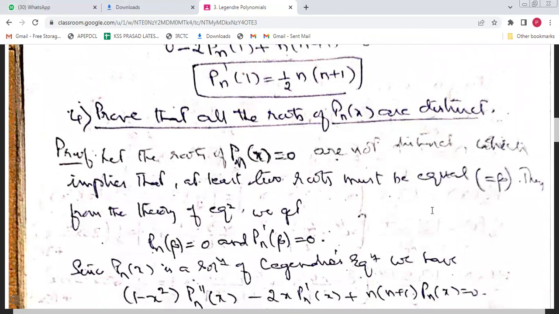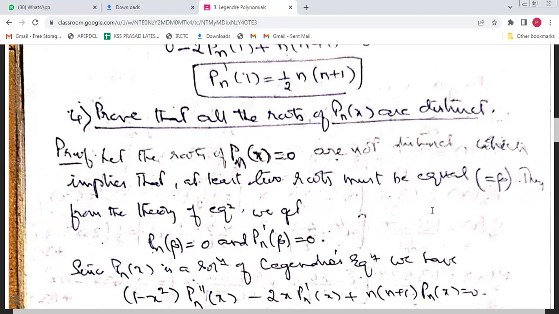Now prove that all the roots of Pn of x are distinct. Let us assume that the roots of Pn of x equal to 0 are not distinct. That implies that at least two roots must be equal. So from the theory of equations, we get Pn of beta equal to 0 and Pn dash of beta is also equal to 0.